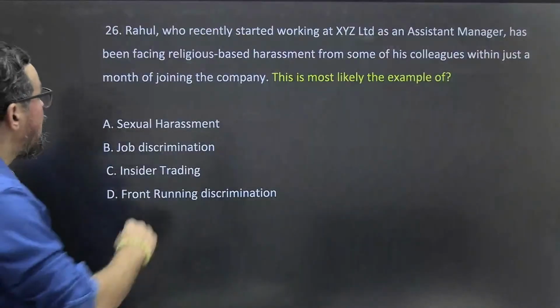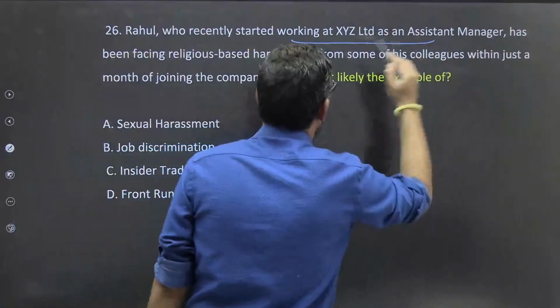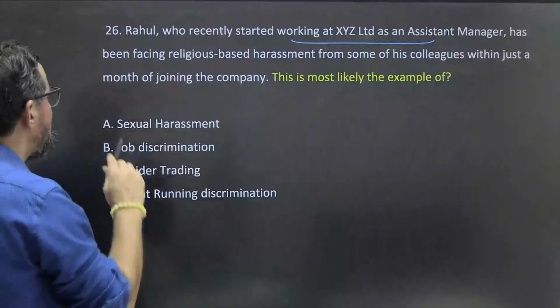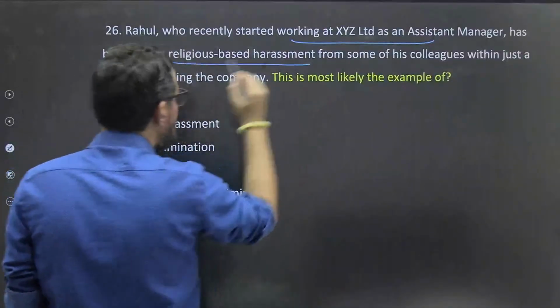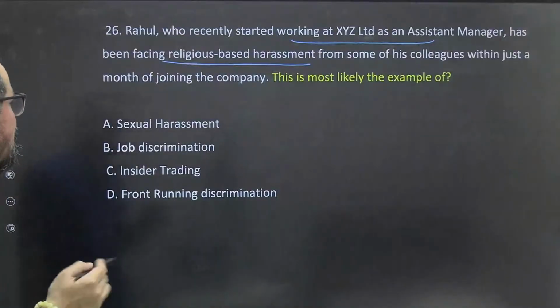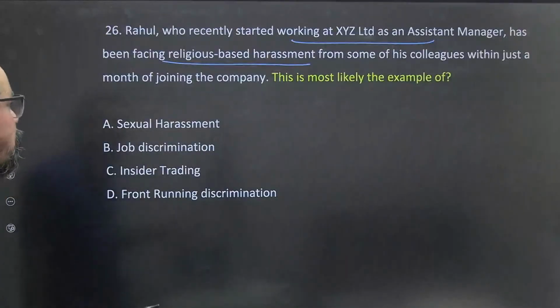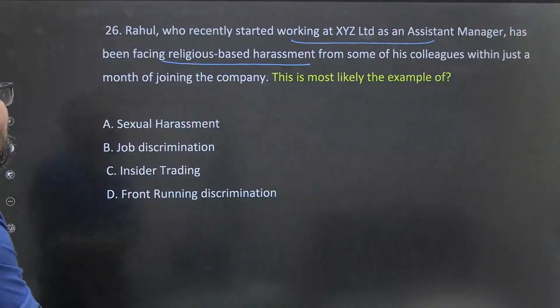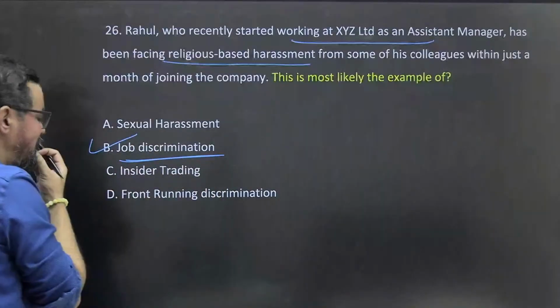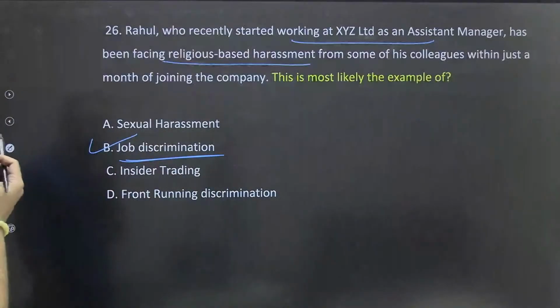Next one. Rahul, who recently started working at XYZ Limited as an assistant manager, has been facing religion-based harassment from some of his colleagues within just a month of joining the company. ठीक है. This is most likely an example of क्या है आपका, this is आपका job discrimination. ठीक है. So what Rahul is facing in this particular case is आपका job discrimination. ठीक है. So that is option B.